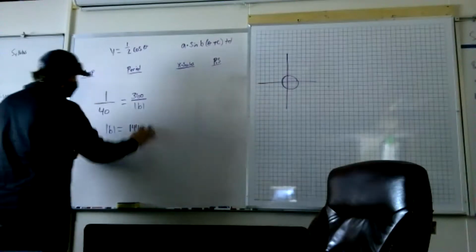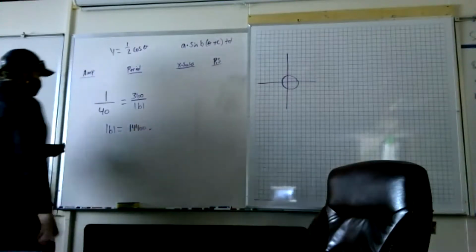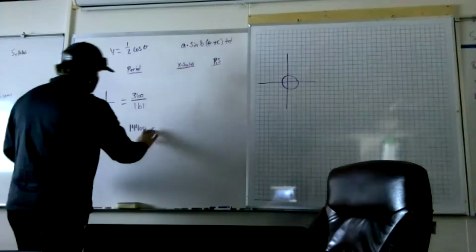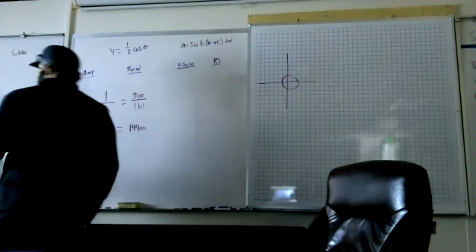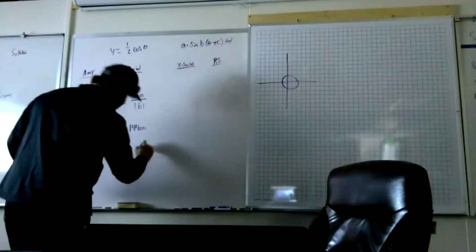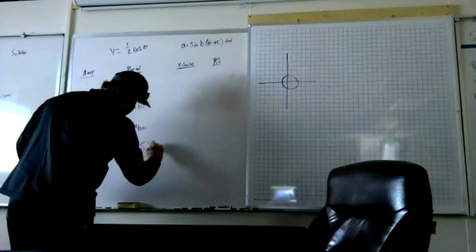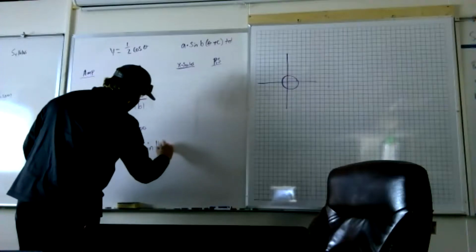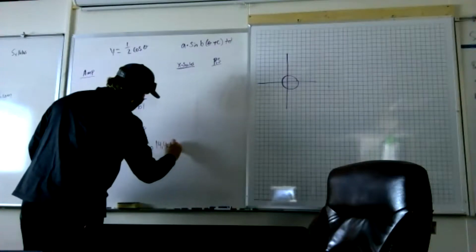Okay, so b is equal to 14,400. If we write this into a sine function, because the amplitude is still 1 from the question, it would be the sine of 14,400.